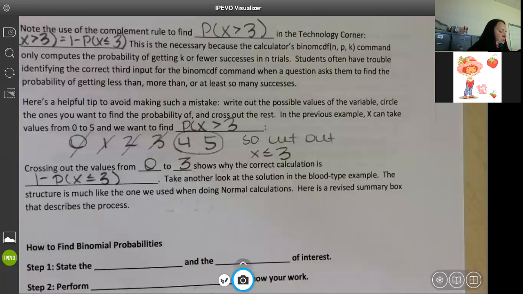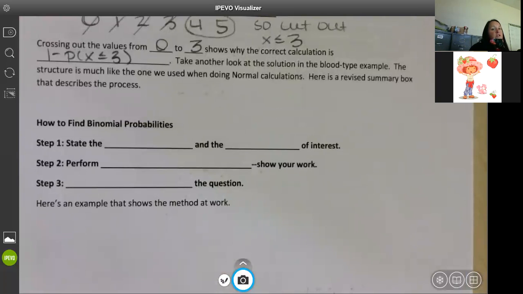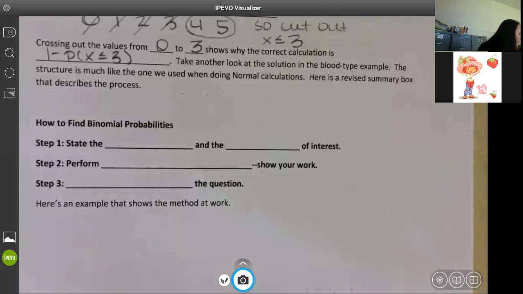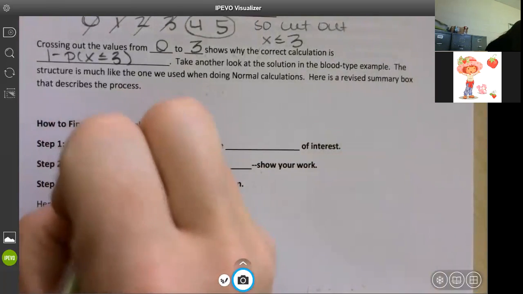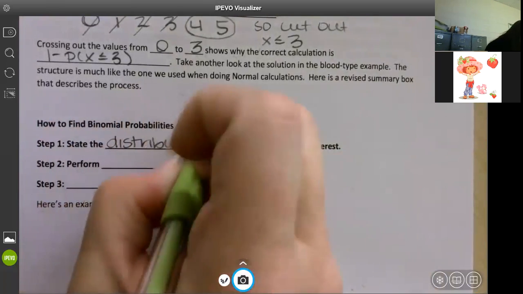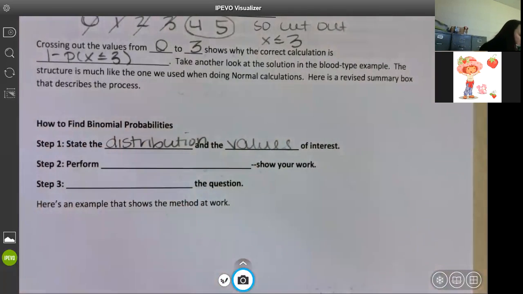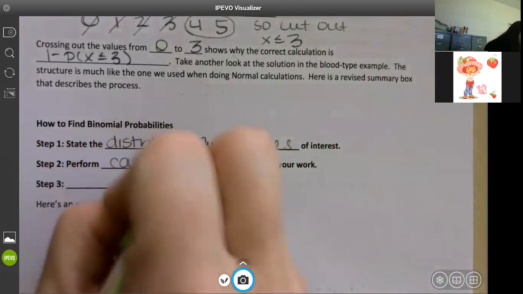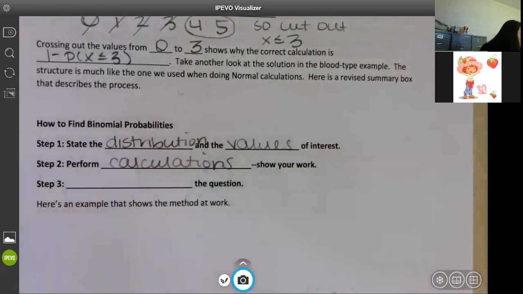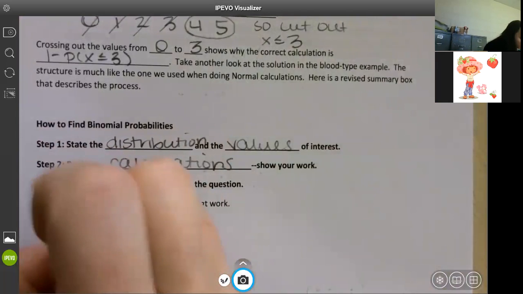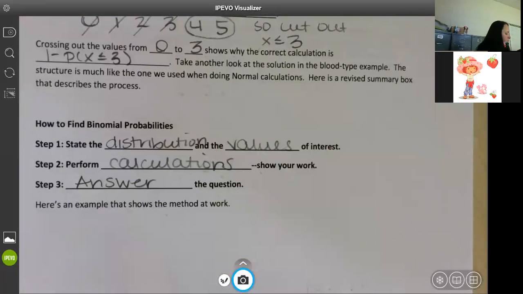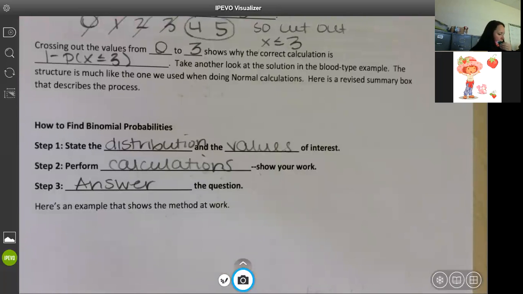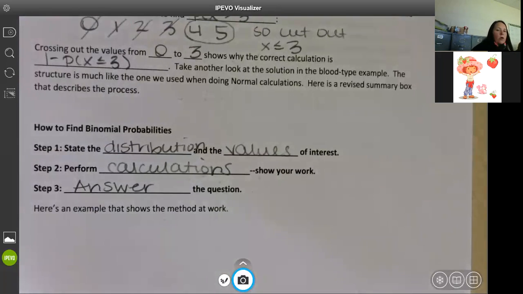The structure is much like the one we used when doing normal calculations. Here's a revised summary box that describes the process. So we're about to do bigger problems, okay? State the distribution and the values of interest. Perform calculations, and then answer the question. Two more pages, I'm sorry, I know. Here's an example that shows the method at work.